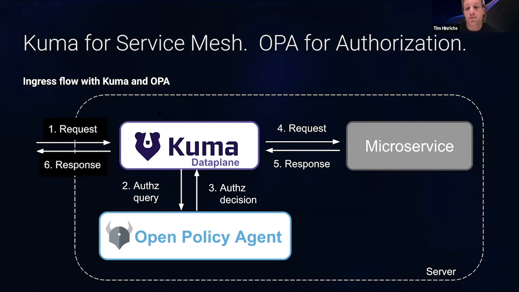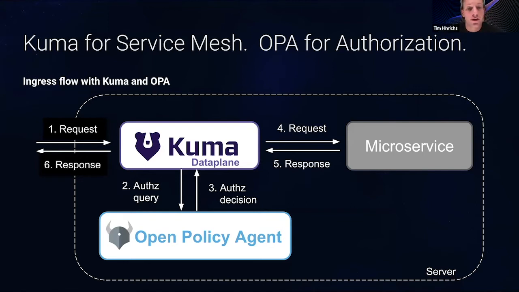All these are running on the same server. The way you'd set this up is you would maybe, at the iptables level, configure it so that all the network requests are routed through Kuma. And so anytime Kuma receives a network request, it sends an authorization query over to the Open Policy Agent project. OPA returns an authorization decision to Kuma.